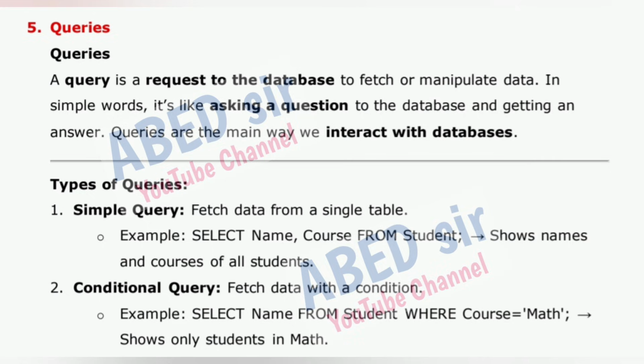Types of queries. 1. Simple query: fetch data from a single table. Example: select name, course from student, shows names and courses of all students. 2. Conditional query: fetch data with a condition. Example: select name from student where course = 'math', shows only students in math.